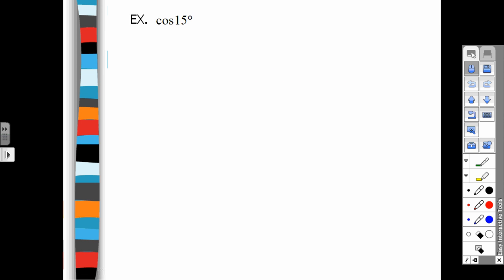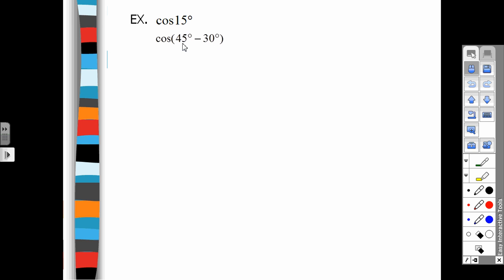So how would we use these identities? The cosine of 15 degrees, well, 15 degrees is not on our unit circle. And if we needed to actually get the exact value of the cosine of 15 degrees, and we didn't have a calculator, and all we had was, say, the unit circle, this is where your difference identity would come in handy. Because we can write 15 degrees as the difference between 45 and 30. So I can say this is actually the cosine of 45 degrees minus 30 degrees.